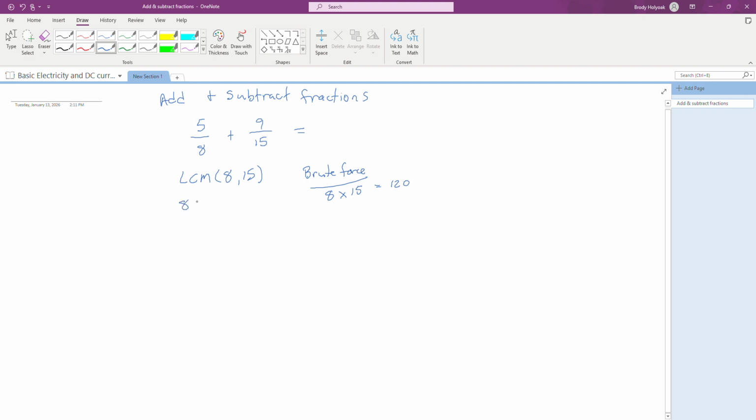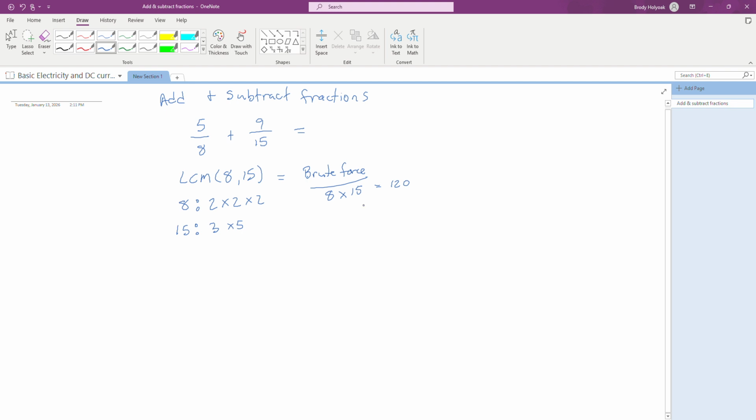So if we come in and we apply what we've learned, the prime factors of 8 are going to be 2 times 2 times 2. The prime factors of 15 are going to be 3 and 5. So in this case, when we look at it, there are no commons between these two, so we can't simplify this anymore. So in this case, our least common multiple is going to equal our brute force method. So we're going to look at converting each of these fractions to a denominator of 120.